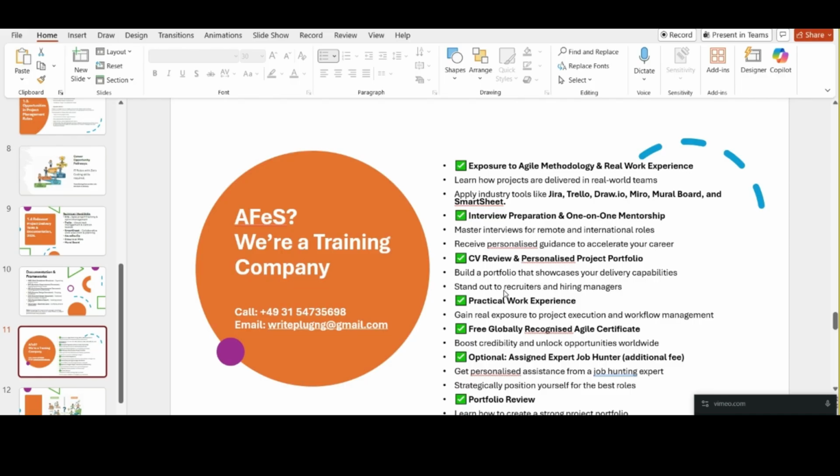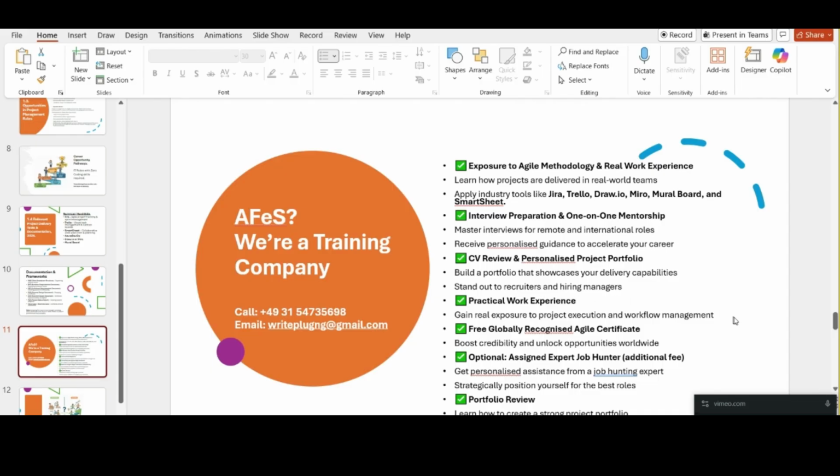With that one-on-one mentorship, you are, of course, going to be well off for it. So we have a CV review and personalized project portfolio. We pretty much help you set up your portfolio, working with you to set that up and thoroughly reviewing it for you. Every project professional needs a portfolio, trust me. That would set you apart from other professionals, especially if you're still job hunting.